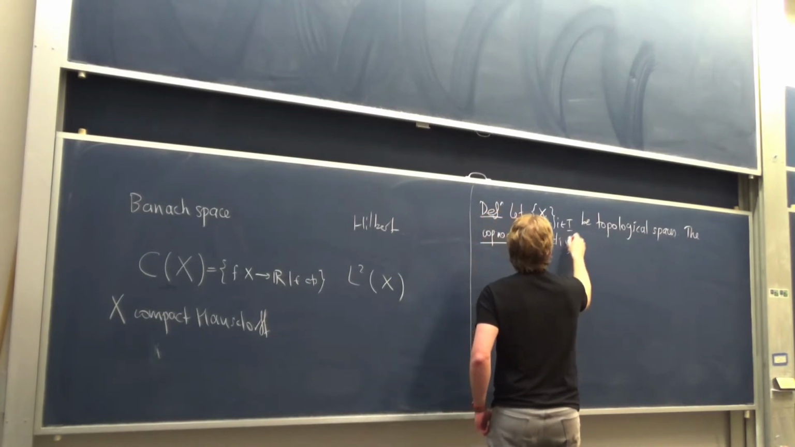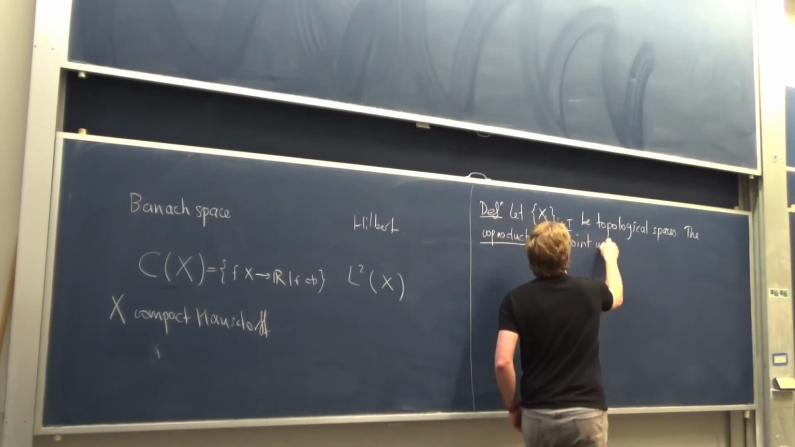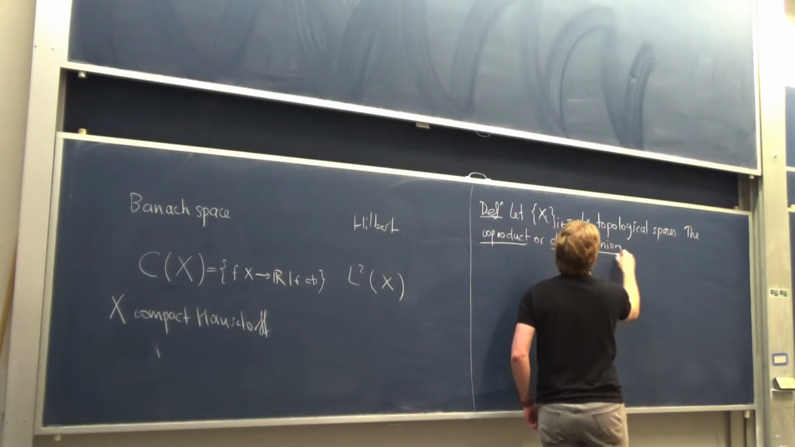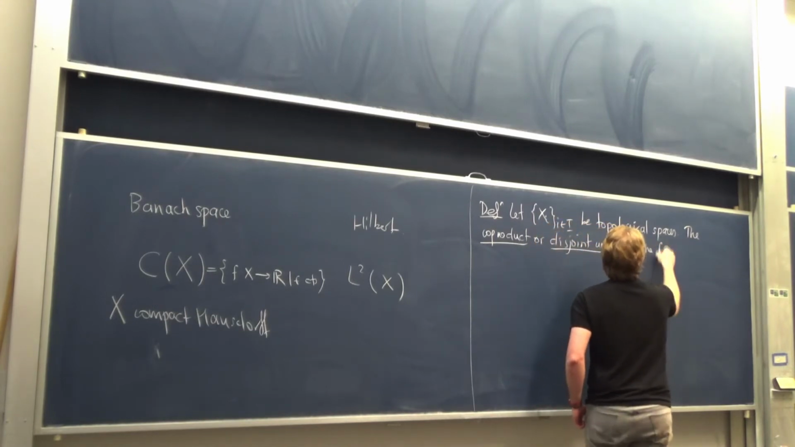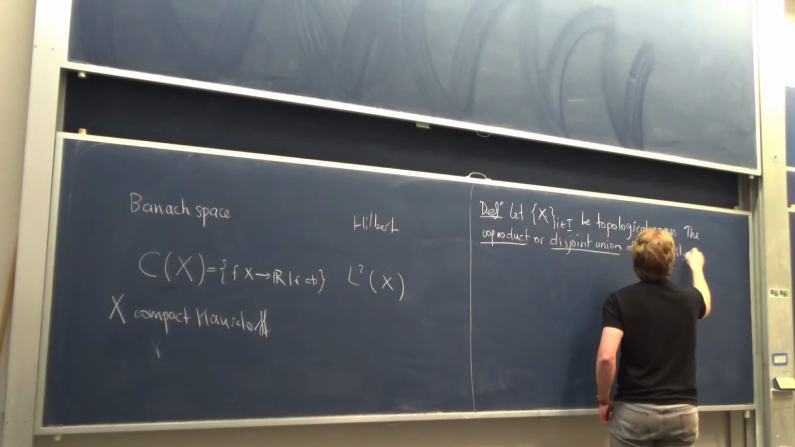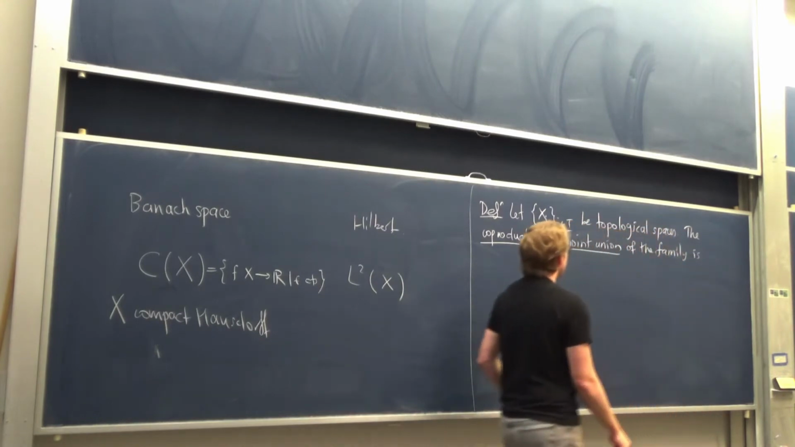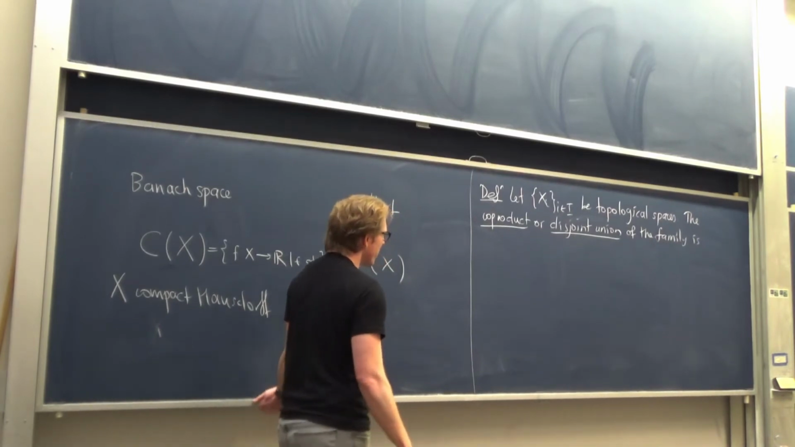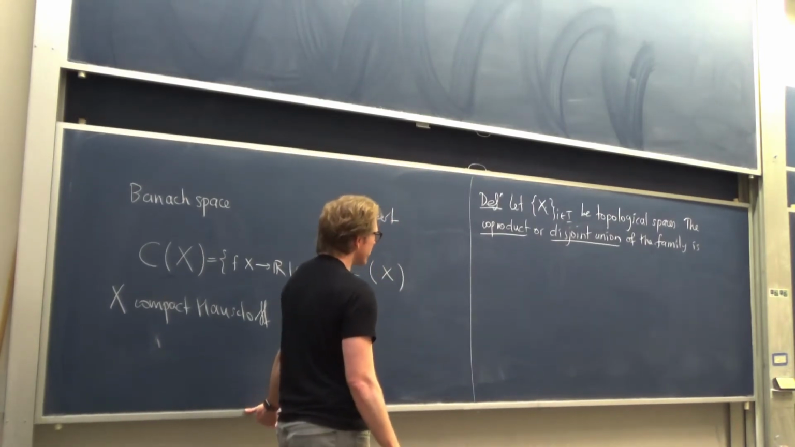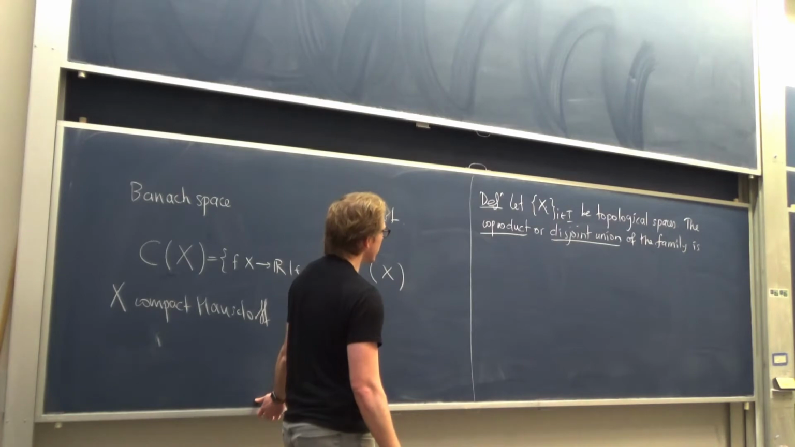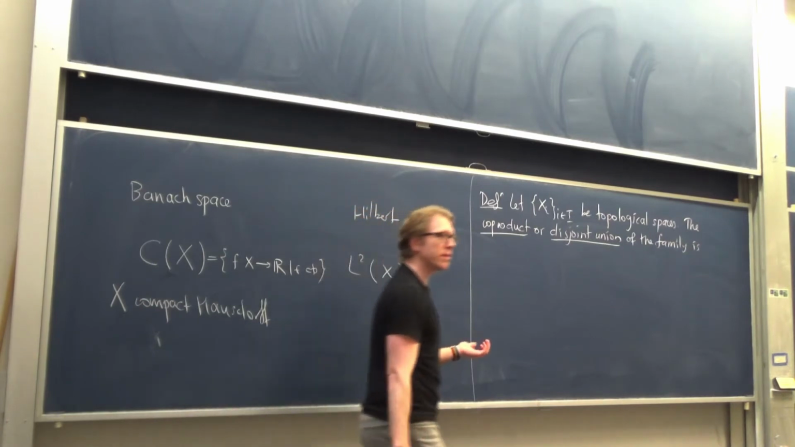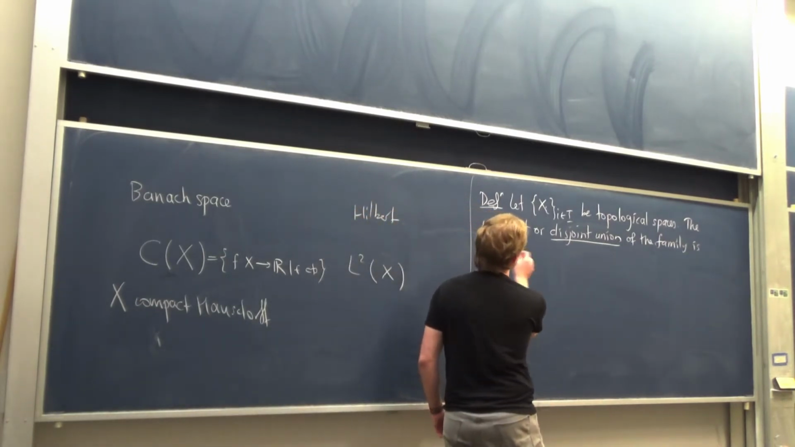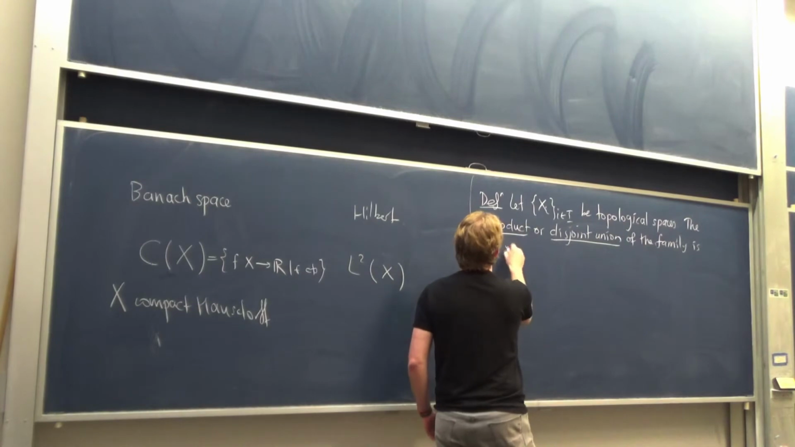So given a family of topological spaces, let's just say disjoint union for the moment, and I'll explain why this language coproduct exists in a minute. So the disjoint union of the family of topological spaces, well, first of all, it's just a disjoint union set. That doesn't cause any problems for us. That's the set.